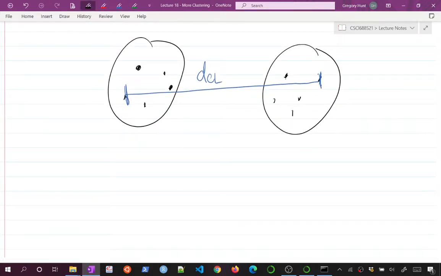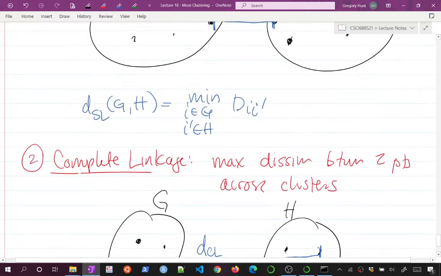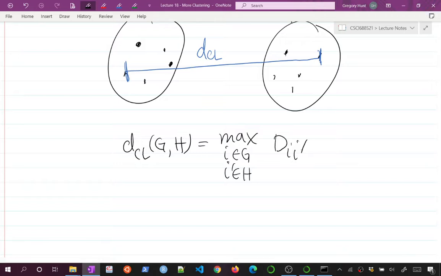And of course, you could write down mathematically the complete linkage between two clusters G and H, so these were my clusters again, G and H. It is going to be the maximum, where i is in G and i prime is in H, of the dissimilarity of i to i prime. So it's basically the maximum distance between any two points, where one is in one cluster and the other is in the other cluster.